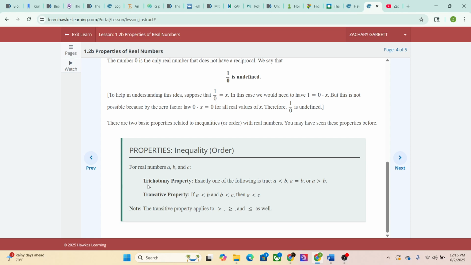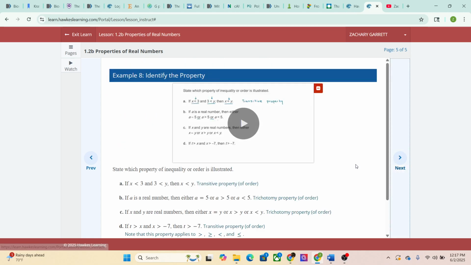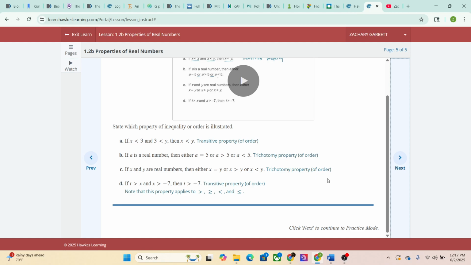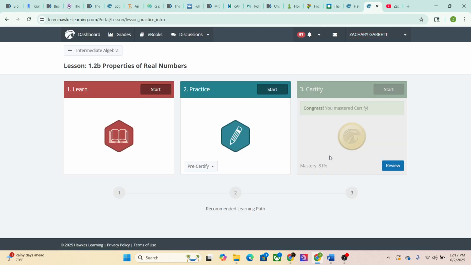Transitive property: if a is less than b and b is less than c, then a is less than c. The transitive property also applies to greater than or equal to, and less than or equal to as well. You can pause here if you'd like to review these examples. And that is the end of chapter 1.2b.